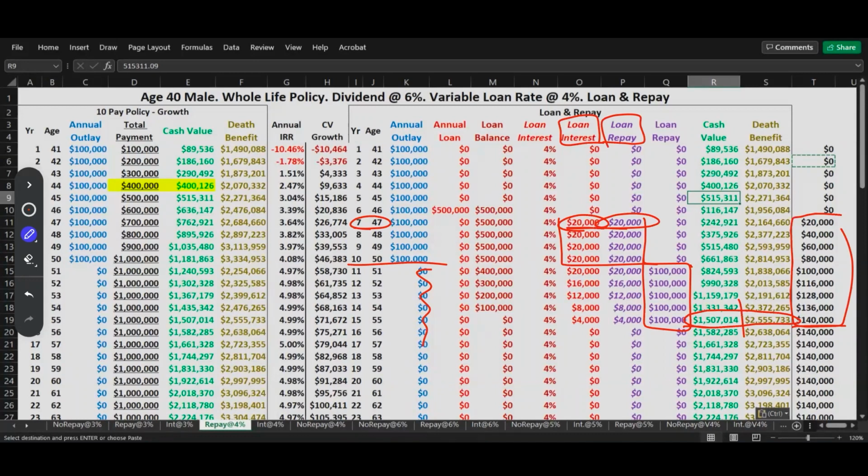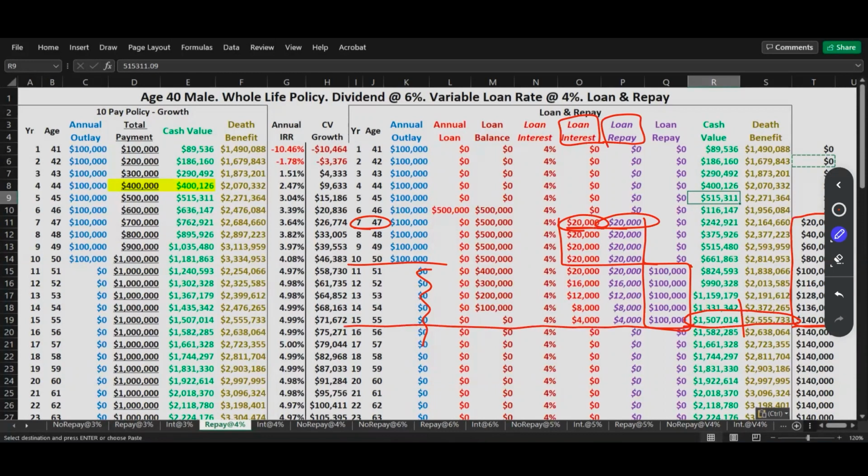$1,507,000. What are your values in the example when you don't pay it back, or I'm sorry, when you don't take a loan at all? Let's take a look here. 1507, that's year 15. 1507, and there's your IRR. You can see that actually, if you want to rewind a little bit, just look at the full illustration, you'll see the exact cash value year 15, that figure right there, 1.5 million and change.